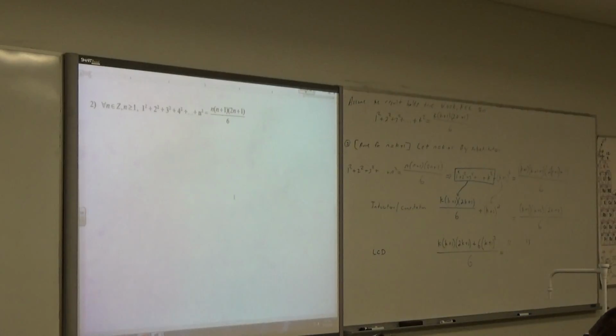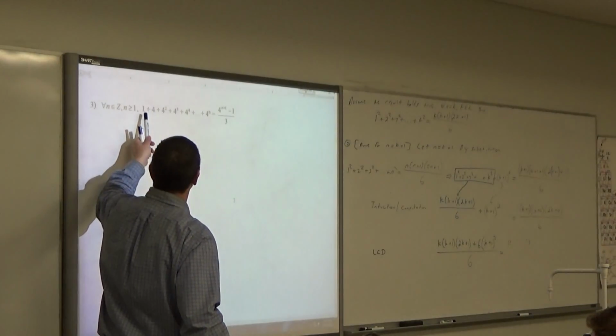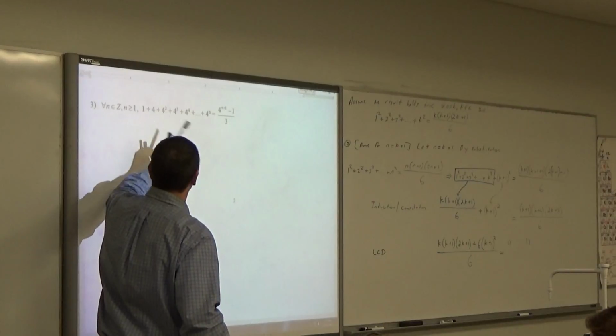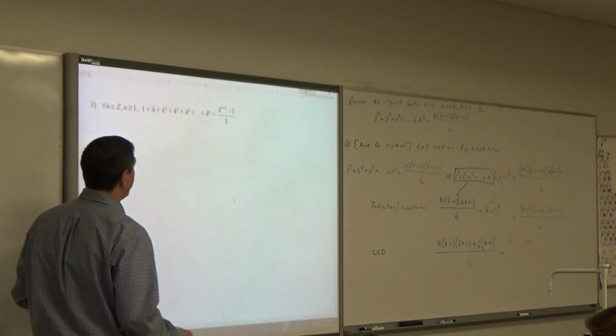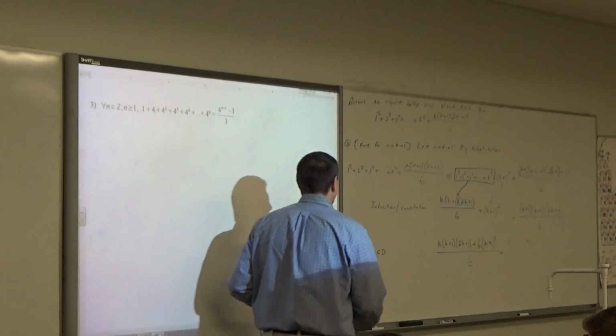Okay, this time we'll deal with some exponential expressions. The other ones, we started with linear, then went to a quadratic one. Let's go ahead and do exponentials. I want to prove that the sum of the first n powers of 4 is equal to 4 to the n plus 1 minus 1, over 3.